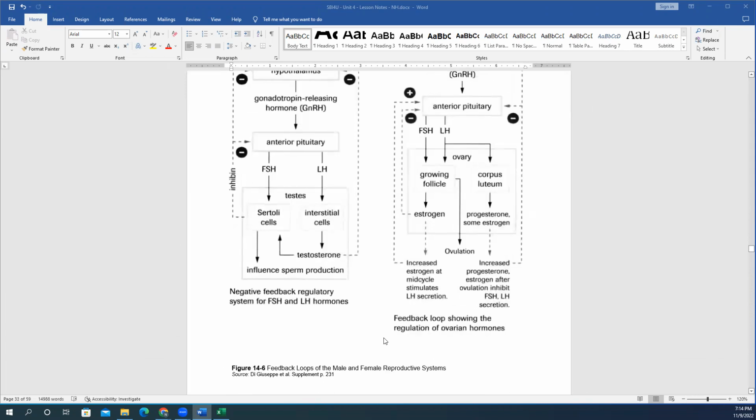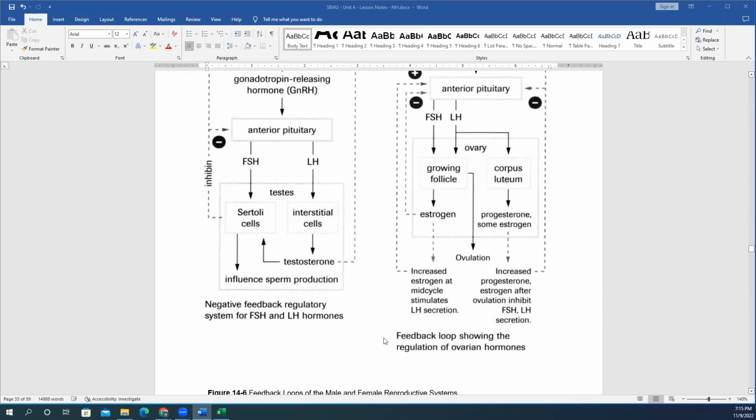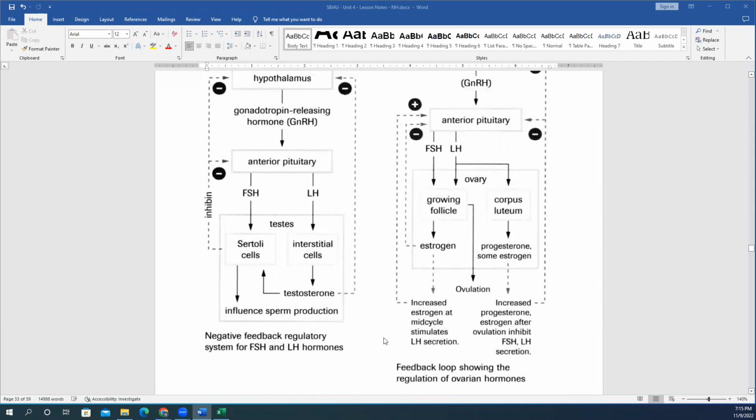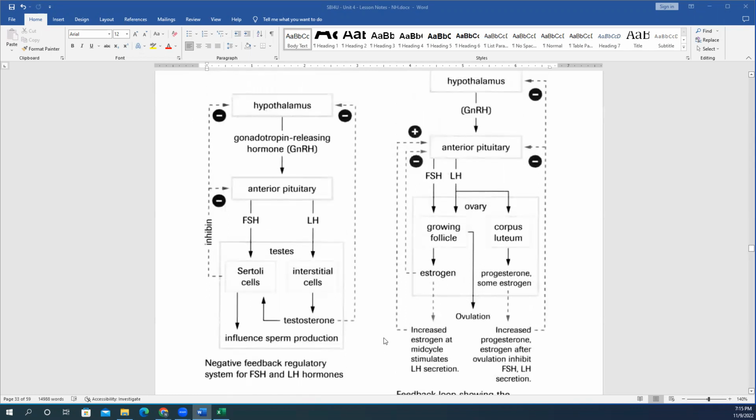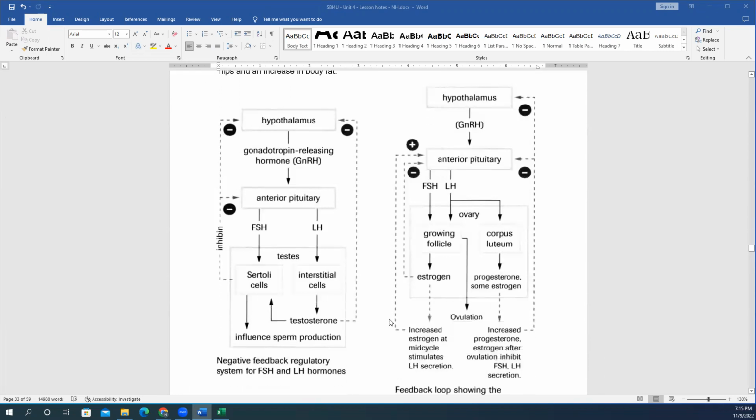And here in this chart, we've pretty much summarized what we just talked about. These feedback loops that we talked about, both in the male and in the female reproductive system. So if you can guess, this one is in the male, we have testes. This one is the case in females where we have ovaries and ovulation.